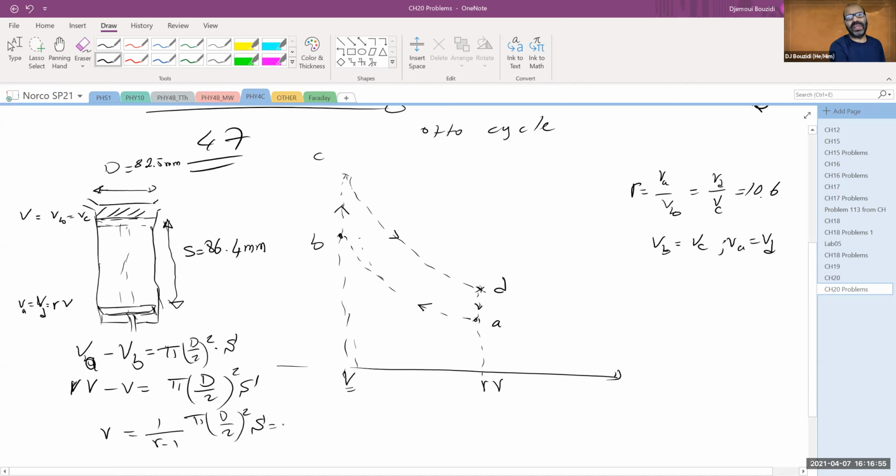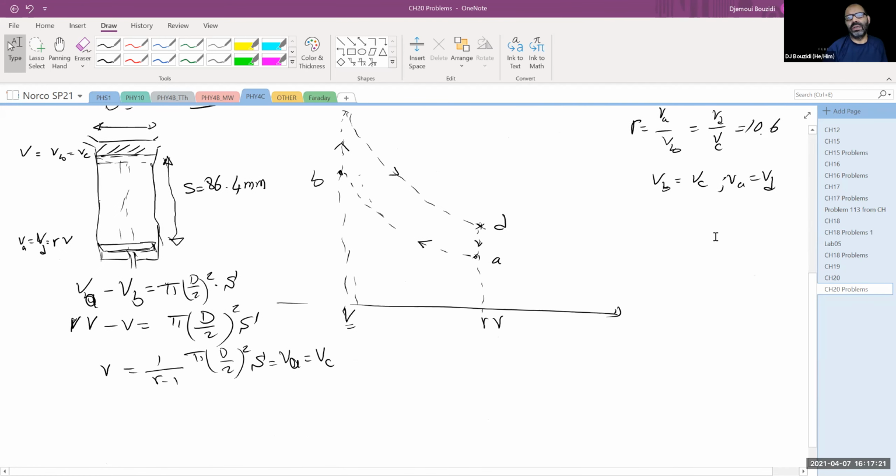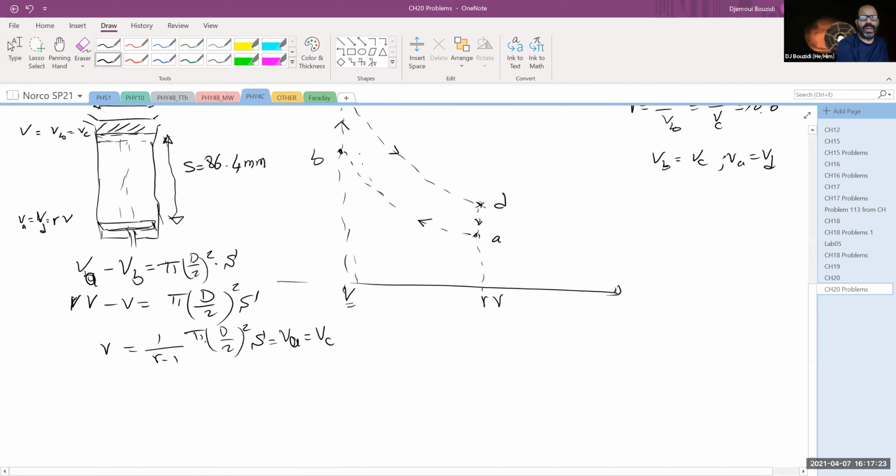That is VA, that is VD. I mean, not VA, I'm sorry, VB and VC. Okay, so this is the volume, the shaded volume. That is in this point, that is V. So we can find already V, the volume of the cylinder. Since we know this volume, we also know this volume, RV, because R is given, 10.6. So this is the volume then at this point.